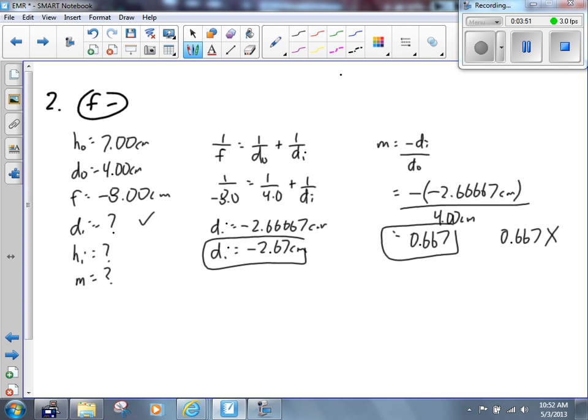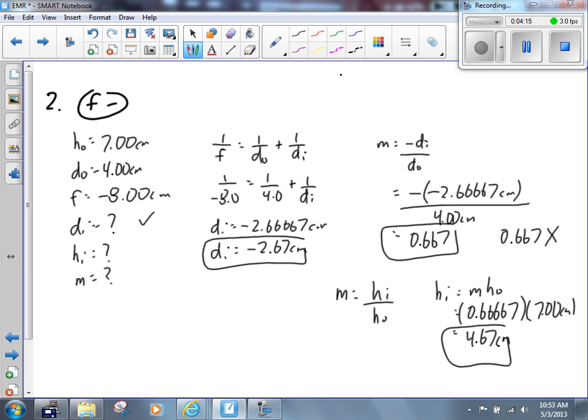Now we want to find the image height. All we can do at this point is say m is equal to hi over ho. And we rearrange that to solve for hi. It becomes m times ho. 0.667 times the object height of 7.00 centimeters. We do the math on that one, and we get 4.67 centimeters.